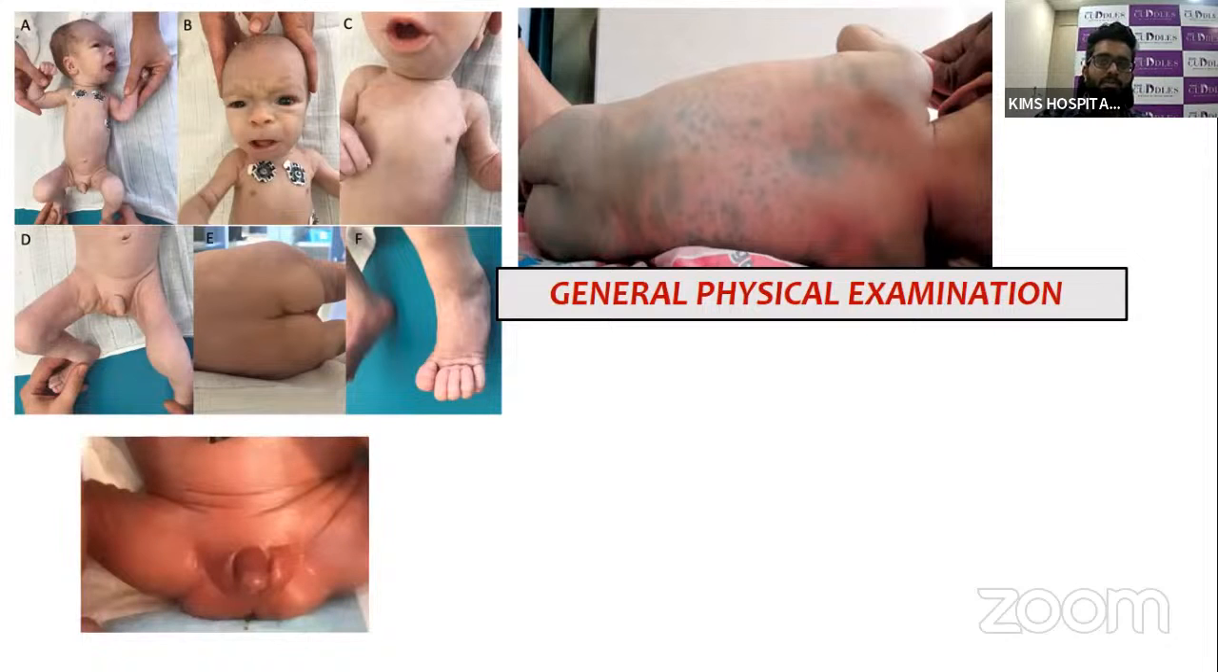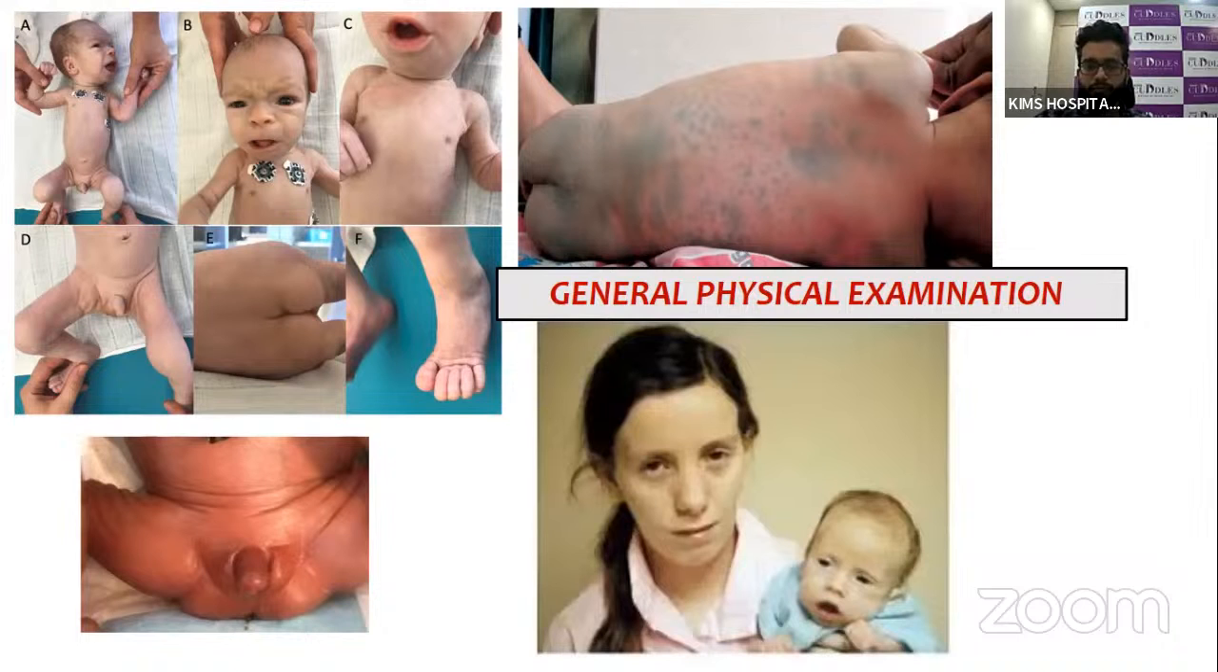And as I mentioned, one of the endocrine causes of hypotonia, that is CAH, you look for ambiguous genitalia. So we prefer the term DSD, disorders of sexual differentiation. So if you have ambiguous genitalia, think of CAH.